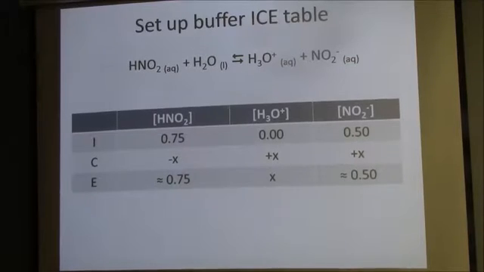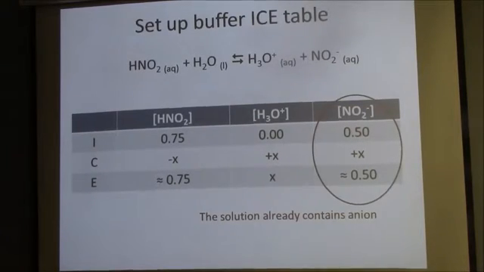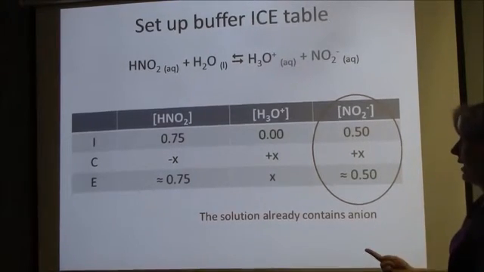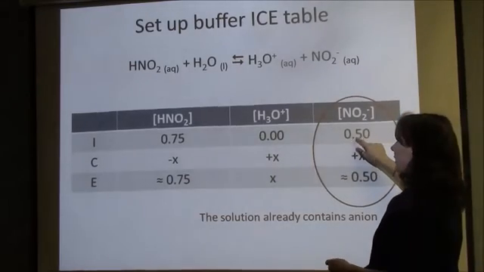So we're still using ICE tables. That's not going to go away for a while. But the only difference between a pure acid versus a buffer is that there's already something in here, right? In our previous calculations, if you were just doing nitrous acid, this would be 0. But because this buffer is composed of a weak acid and its conjugate base, this already has something in it.